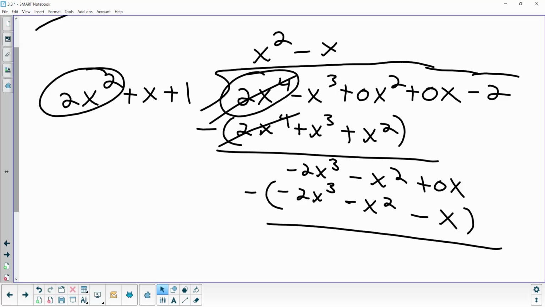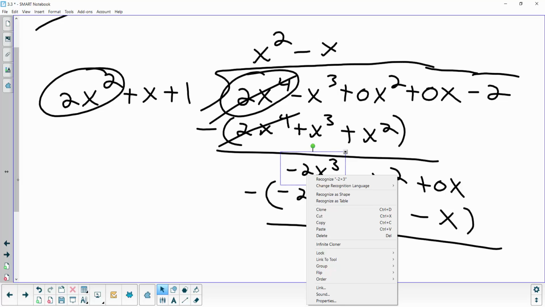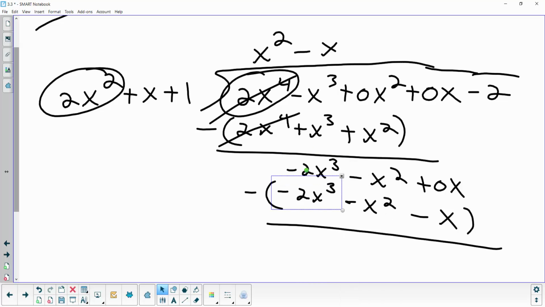Subtract. And Jack, what's negative 2x cubed minus negative 2x cubed? 0, because that becomes negative 2x cubed plus 2x cubed. Casey, what's negative x squared minus negative x squared? So what happens when you do minus a minus? It turns into a plus. So negative x squared plus x squared. So we just got two things to cancel at the same time, which basically means we're going to be done now. We're not going to have to do this again.